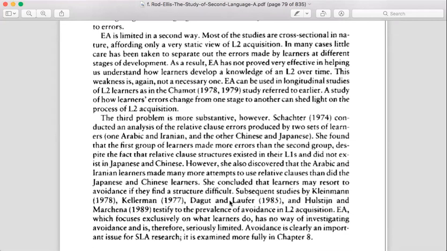Now, the third problem is more substantive, and this is related to the analysis of the relative clause errors produced by two sets of learners, one Arabic and Iranian and the other Chinese and Japanese. The third problem lies with the different learners, and that has to do with contrastive analysis also: how similar is the first language and the second language, and the results of two people working with different sets of learners would be quite different. Another limitation is that sometimes contrastive analysis does not work. When the languages are similar, the learners sometimes commit more errors, the research shows, and when the languages are dissimilar, they might show better results. So there are issues of reliability and repeatability.